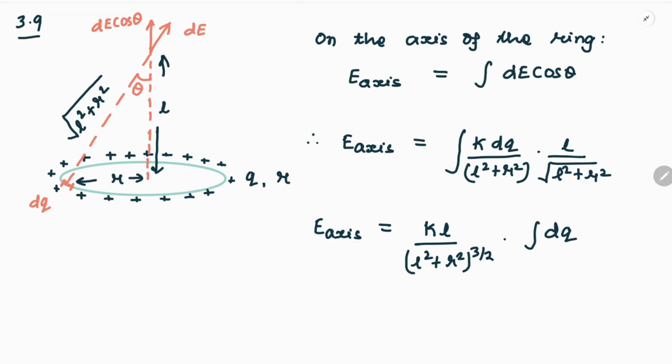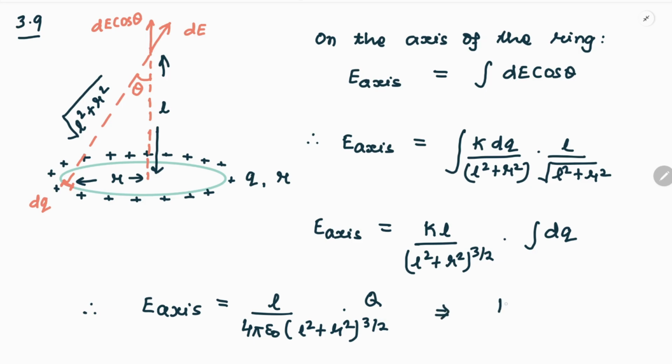So on integrating all the charges dq, we obtain the electric field on the axis of the ring, which can be written as qL upon 4 pi epsilon naught times L square plus R square to the power 3 by 2, where q is the total charge. So we can also write it as kqL upon L square plus R square to the power 3 by 2. So this is the first aspect for the problem which we are solving. So this is in terms of 1 by 4 pi epsilon naught, and this is the second aspect for the problem which we are solving.